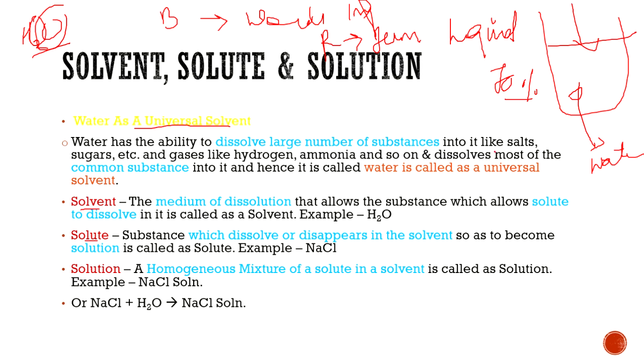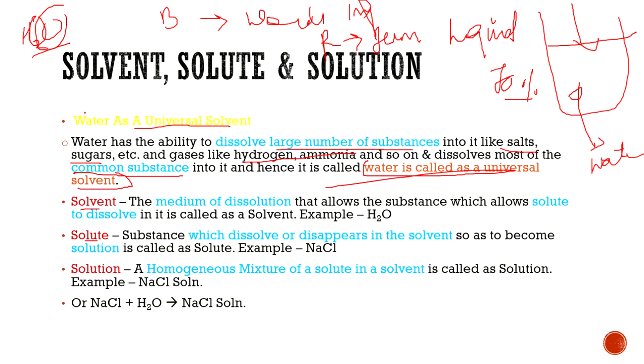Like salt, sugars, and even gases like hydrogen, ammonia, and so on. If you try to dissolve these gases in water, they will dissolve. Not only these substances, it can dissolve a large number of substances. If you write the definition in the exam, these words are very important. These are most of the common substances, and that is why water is called a universal solvent.